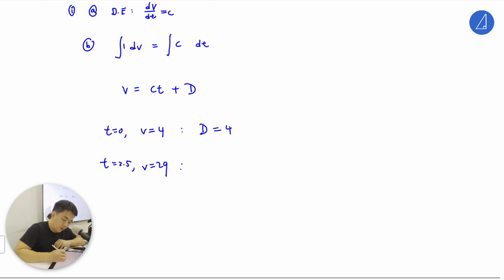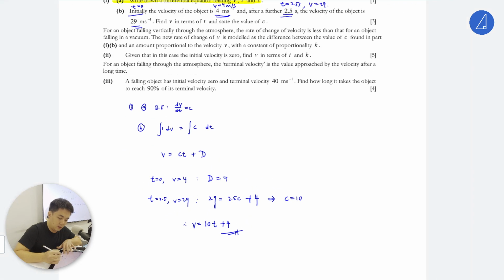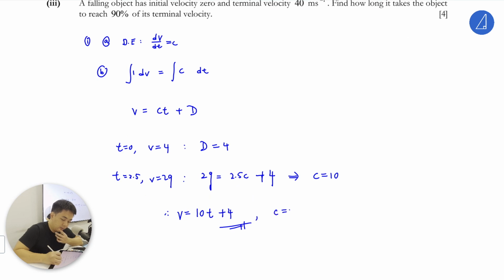There you go. That will be 29 = 2.5c + 4, which means 2.5c = 25. This will give us c equals 10. So hence v equals 10t + 4, and c is equal to 10.